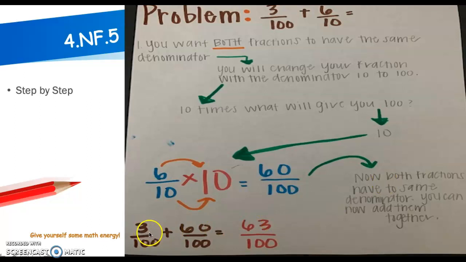So we bring down our fraction that already had 100 as a denominator, which was the first one. And now we add it to our second one. So we look at this. Our denominators are not going to change. It's still going to be 100. We are going to add our numerators. 3 plus 60 equals 63. So your final answer is 63 100ths.